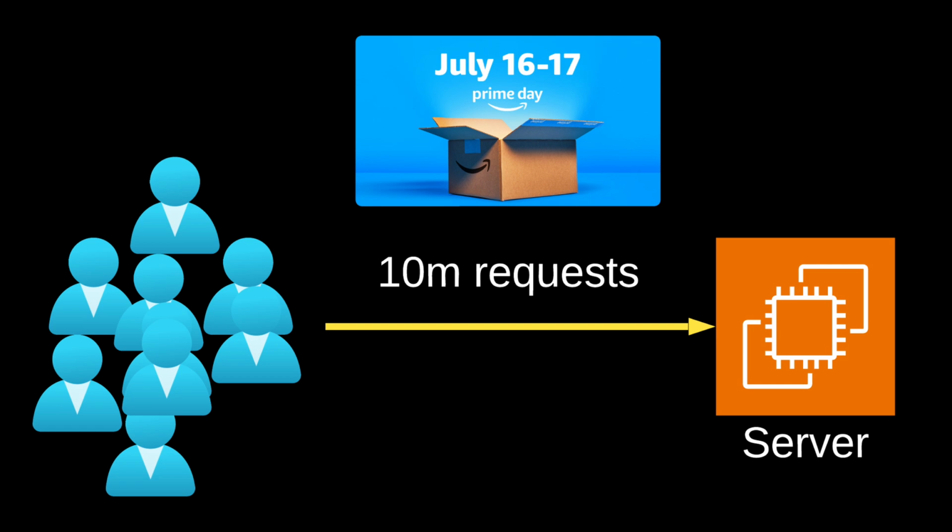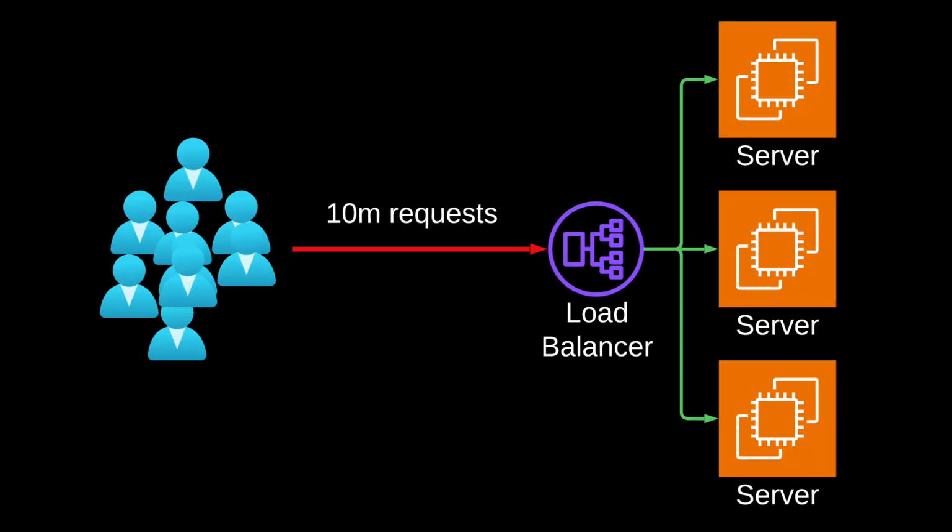Imagine we're running an e-commerce site during Black Friday. We have millions of people all hitting the checkout button at the same time. If we have one server handling all those requests, it would crash instantly, no matter how big your virtual machine is. With a load balancer in front, those requests can be distributed across many servers, and suddenly we can scale horizontally.